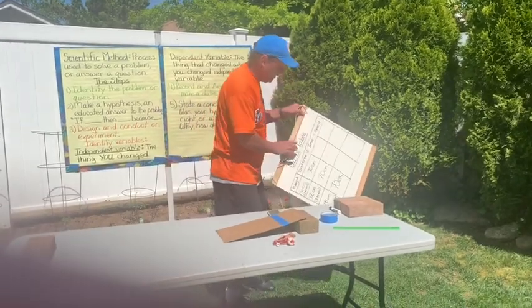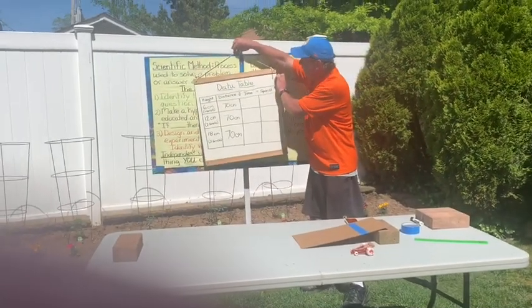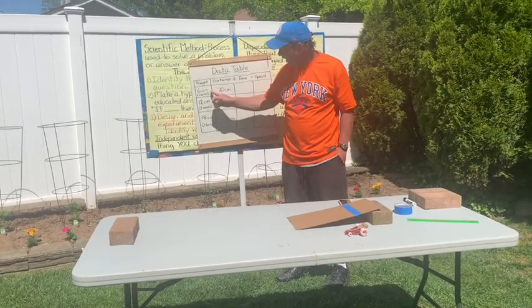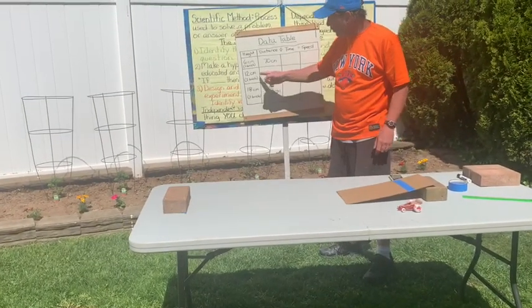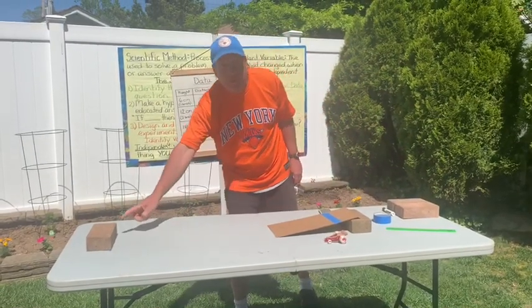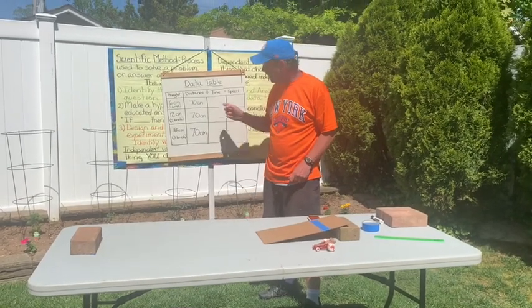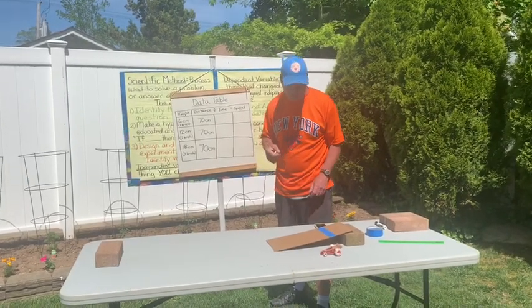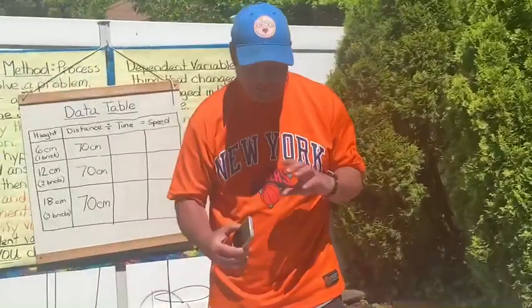So, to do the first one, the most important thing that we need is our data table. In the data table, I already have the height filled out. So 6 centimeters is 1 brick. Each brick is 6 centimeters. So 2 bricks is 12, 3 bricks is 18 centimeters. The distance from the ramp to the brick is 70 centimeters. So what we will be measuring is the time, and then we will calculate the speed each time it went down the ramp. So to do this, I'm using a phone as my timer.